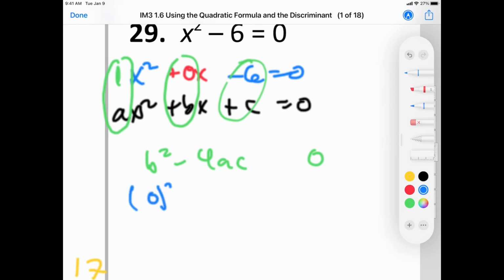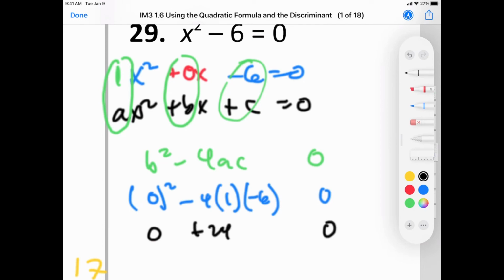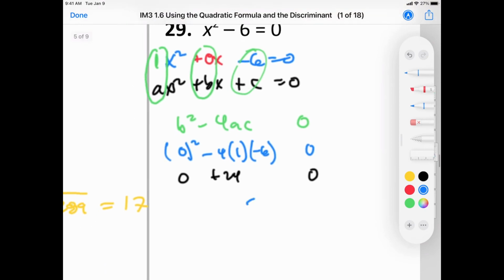B value is 0. Zero, negative 4 times 1 is negative 4. Negative 4 times negative 6 is plus 24. So this will give us 24 to 0, and that would be greater than.